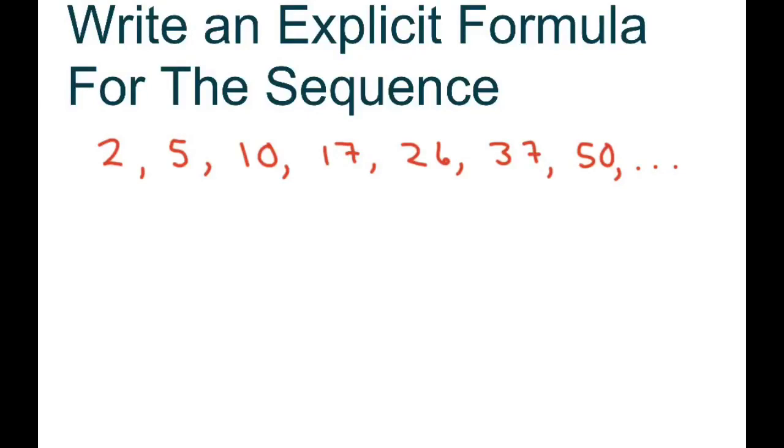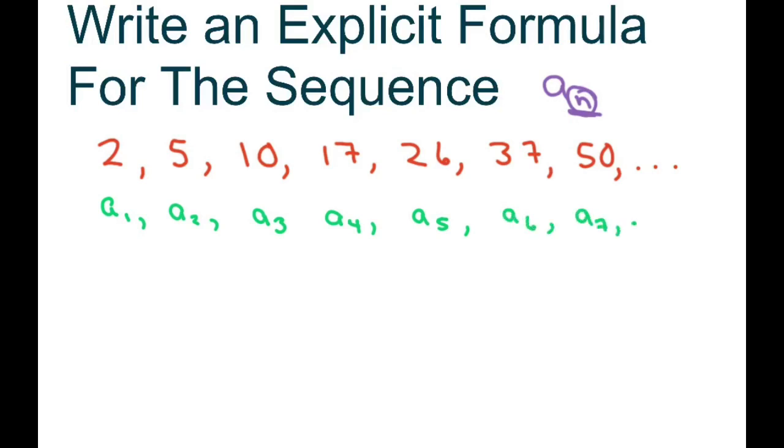Hi everyone, we're going to write an explicit formula for this sequence: 2, 5, 10, and 17, and so forth. When it says write an explicit formula, that means we've got to use our term, our n, that's part of our sequence. For example, for this sequence, this is my first term, this is my second, my third, my fourth, my fifth, my sixth, my seventh, and so on. So we're going to use these numbers.